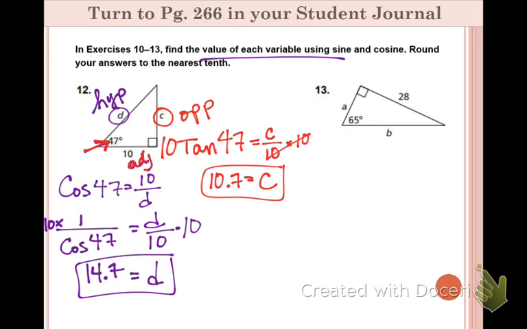You may go, Miles. Number 13, you're finding A and you're finding B. Are you going to leave that work up there?